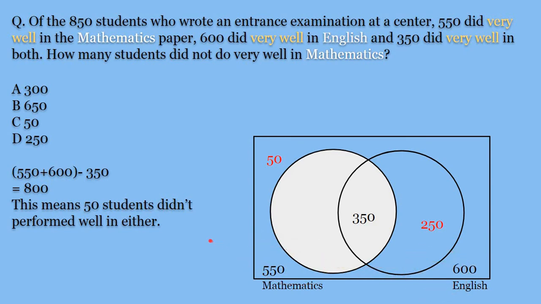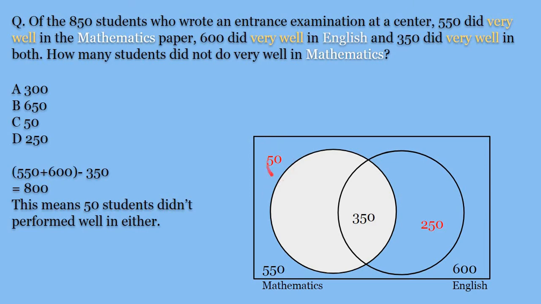Okay, so when we add 550 plus 600, and we are given the common part is 350, that is they did well in both of them. So this is the common part. So the union of these two sets will be 550 plus 600 minus 350, that will come out to be 800, but the total number of students is 850. Okay, so 50 of them have done well neither in mathematics nor in English.